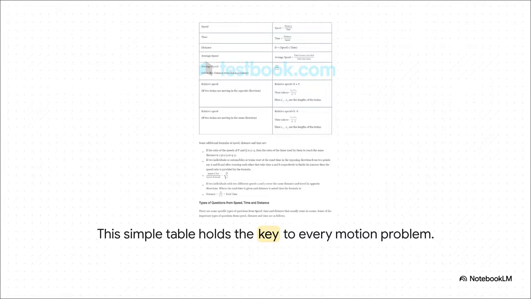Distance equals speed multiplied by time. This is the unbreakable link between those three ideas. And the best part? If you know this one, you basically know all three. Because if you need to find the speed, you just rearrange the formula. Speed is just distance divided by time. And if you need to find the time, you guessed it. Time is just distance divided by speed. Every single problem starts right here.